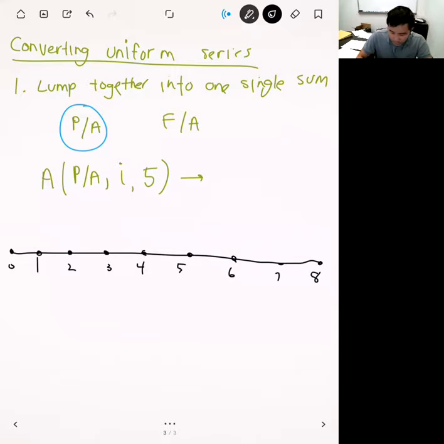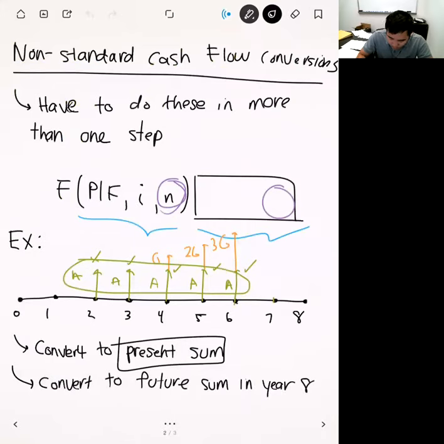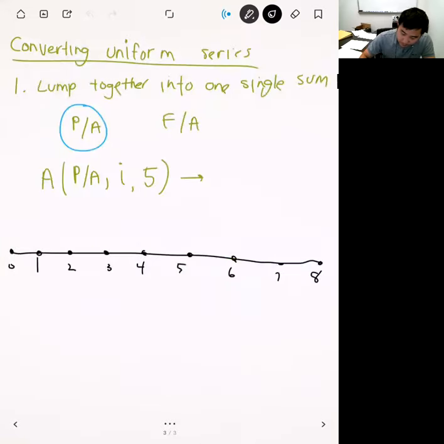All right, and so before, what we had was a uniform series that occurs between years 2 and 6. And so what we did instead was we converted this to a present sum. And so remember, when you convert a uniform series to a present sum, then the single arrow shows up on the year before the uniform series starts.